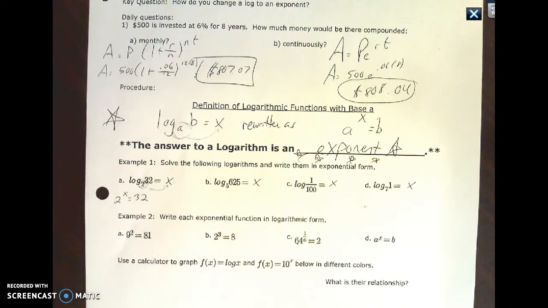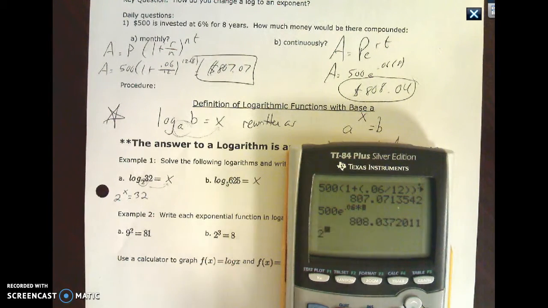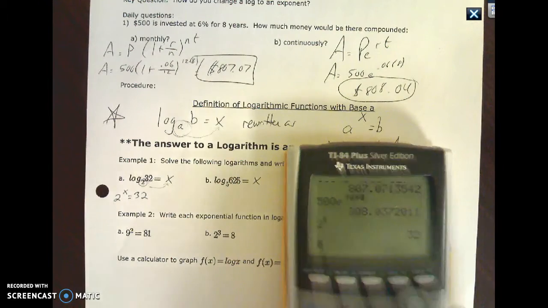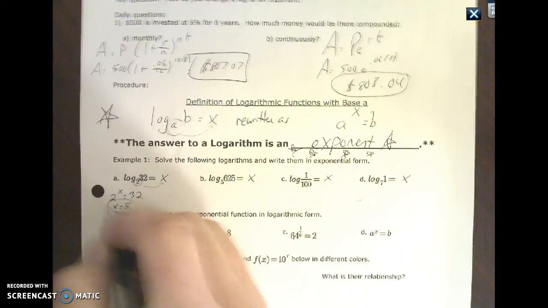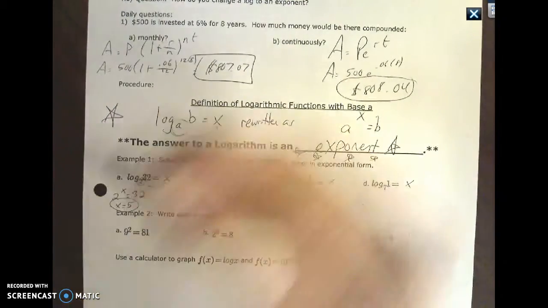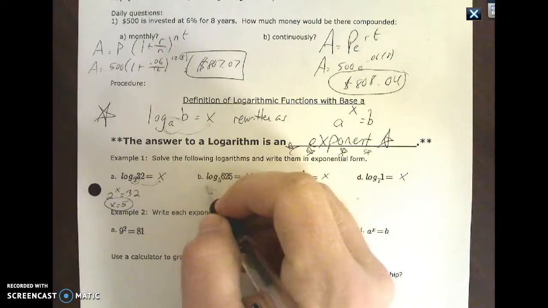What number, 2 raised to what number gives me 32? 2 raised to the 5th. There we go. So my answer here is x equals 5. That's it. 2 raised to the 5th power gives me 32. I'm going down the line here.